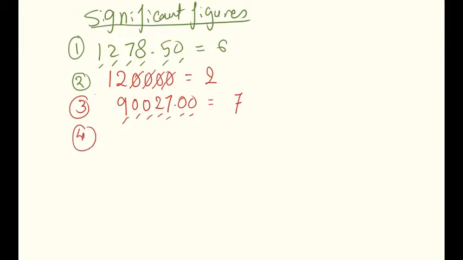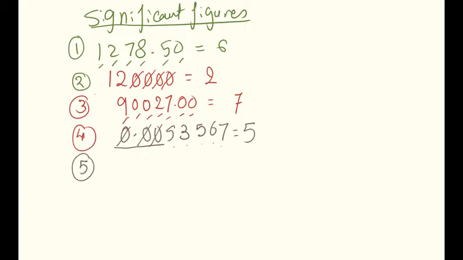Number 4: 0.005356. The zeros which are before or after a decimal point, but before a non-zero number, are non-significant. 1, 2, 3, 4, 5. 5 significant figures.